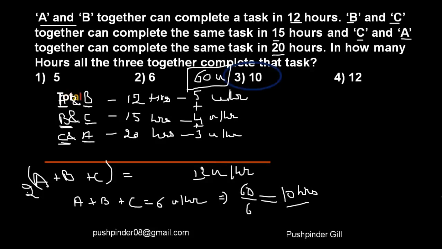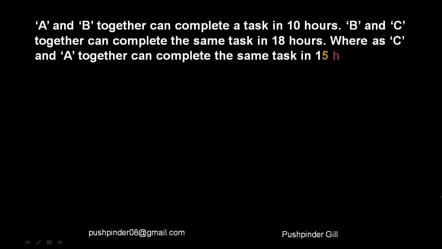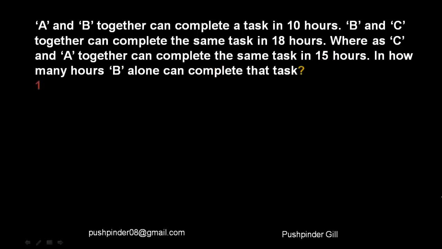Let's go ahead and move to the next problem. All right, now let's see this question here. A and B can complete a task in 10 hours. B and C together can complete the task in 18 hours, while C and A in 15 hours. And how many hours will B alone take to complete that task? It's similar to the previous question. It's just different in terms of what it is asking us. So in how many hours can B alone finish that task?